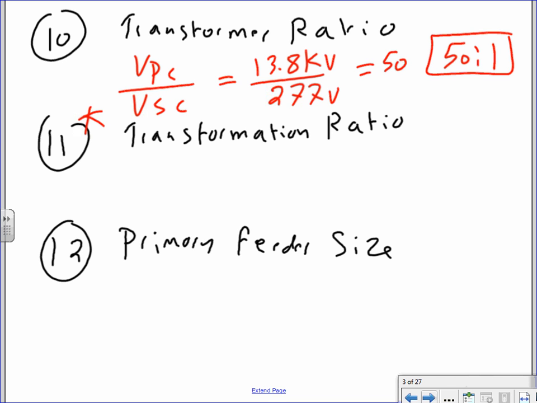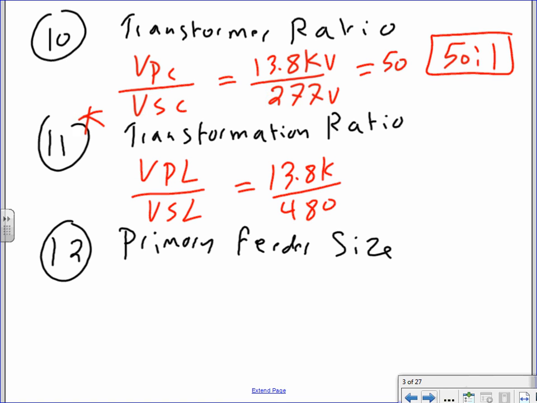Transformer ratio. There's another term that they use, the transformation ratio. Transformation ratio is defined as the primary line over the secondary line. You can see the difference, line to line. 13.8 K divided by 480. Remember, these are all voltages. And when you divide them by each other, gentlemen, you're going to end up with 29. So the transformation ratio is 29.29 to 1. That's your transformation ratio. What does that mean, Karen? Every 29 volts line to line on the primary side will be equivalent to 1 volt on the secondary side.